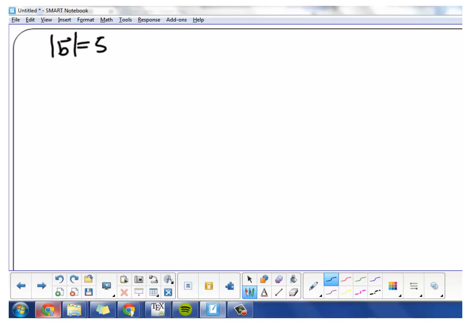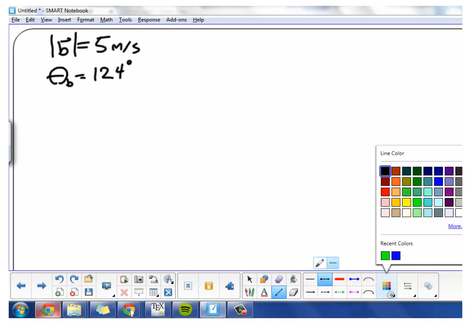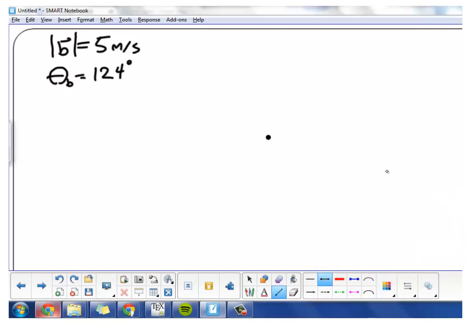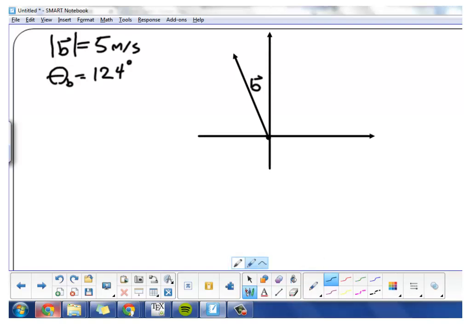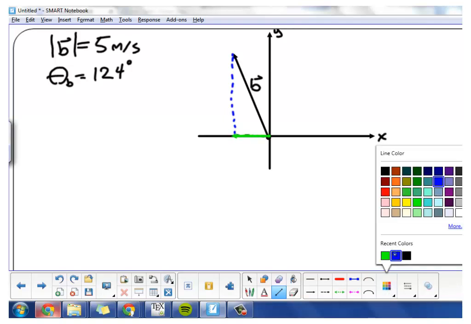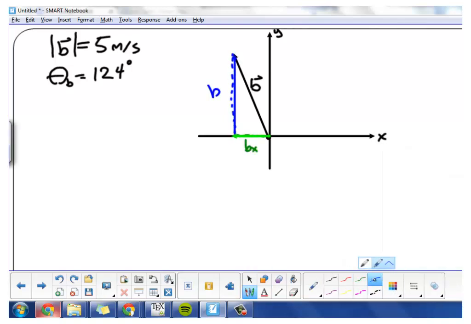Let's try again with another vector. This time, vector B has a magnitude of 5 meters per second and an angle of 124 degrees with respect to the x-axis. Something like this. Well, when we draw our axes that every vector has carrying along at its tail, we see that B is clearly pointing to the left of the y-axis. Therefore, if we look at the x component of our vector B, it must be negative. It must be less than 0.